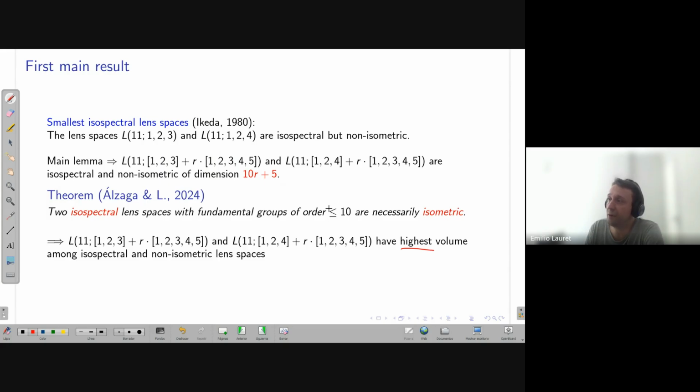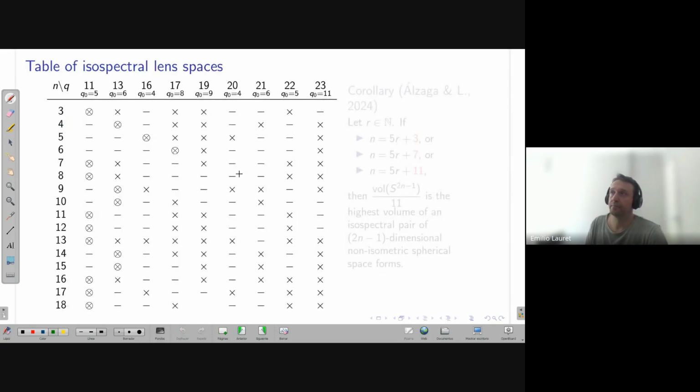Okay, because less volume than the volume of the sphere, the dimension 10r plus 1. These length spaces have this volume, and one cannot have less volume because of this theorem. Okay, so this theorem solves the problem for every dimension of the form 10r plus 5. Okay, it's solved for all these dimensions. And moreover, here comes a table.